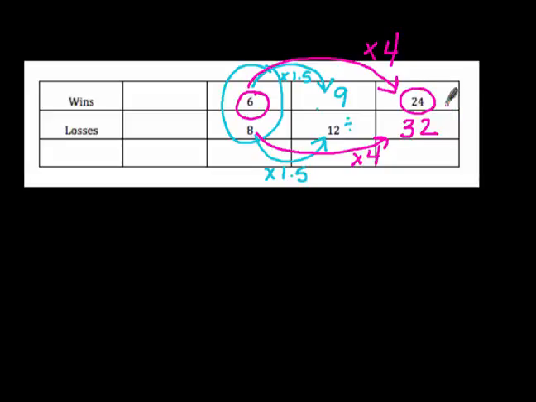That means that if my team were to continue playing lots and lots of games and get up to 24 wins, I would likely have 32 losses that corresponded with that.